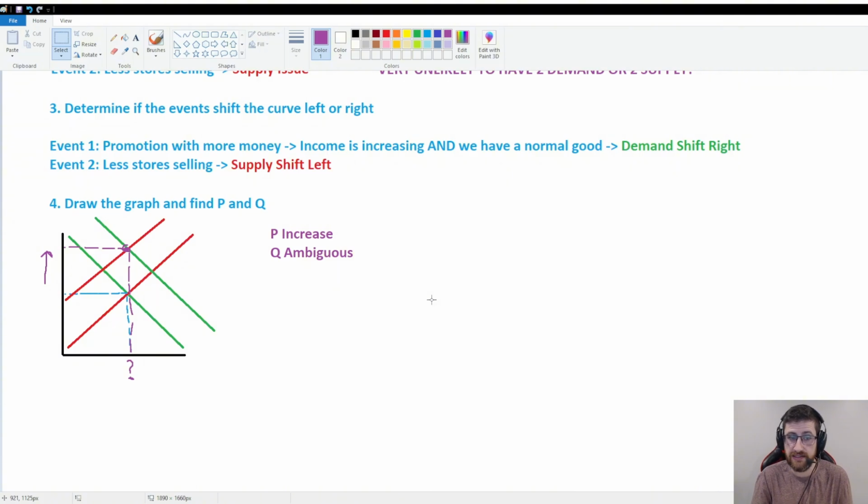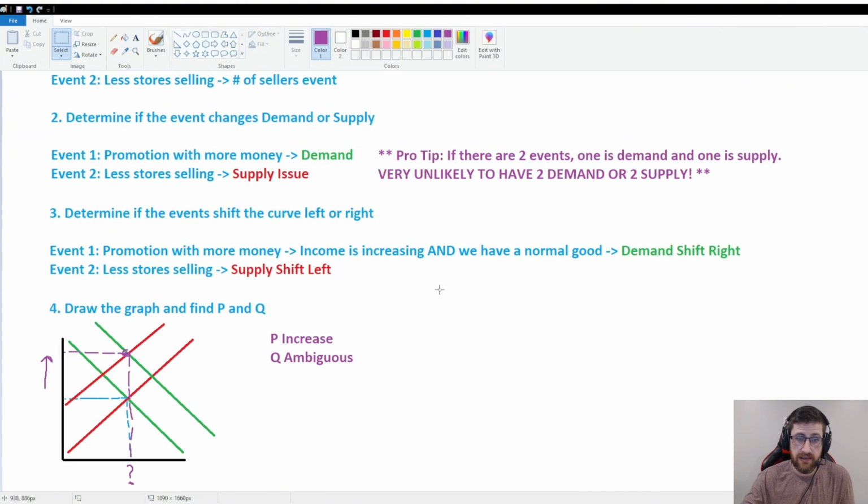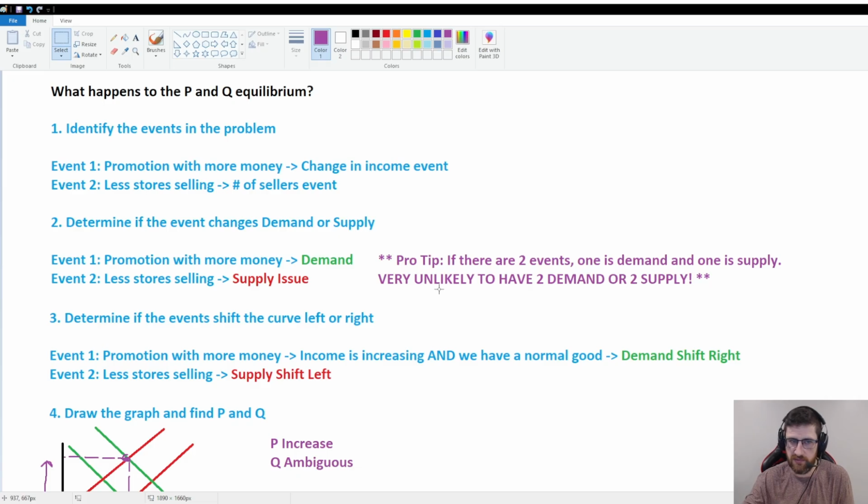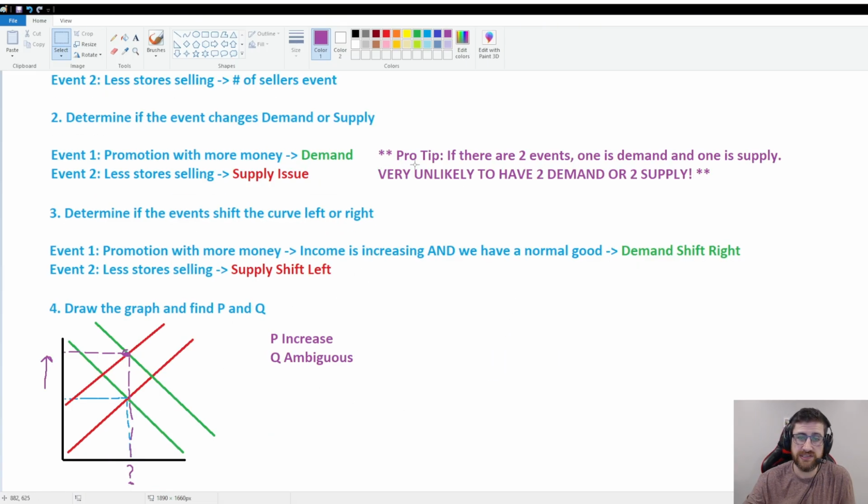All right. Now, this is what I would call a full problem. They might not ask you to go all the way through. They might just say, here's an event. Is it demand or supply? Here's an event. Does it shift the curve left or right? It might just go part way down. But this is the whole series of steps you would follow to get the whole thing figured out.